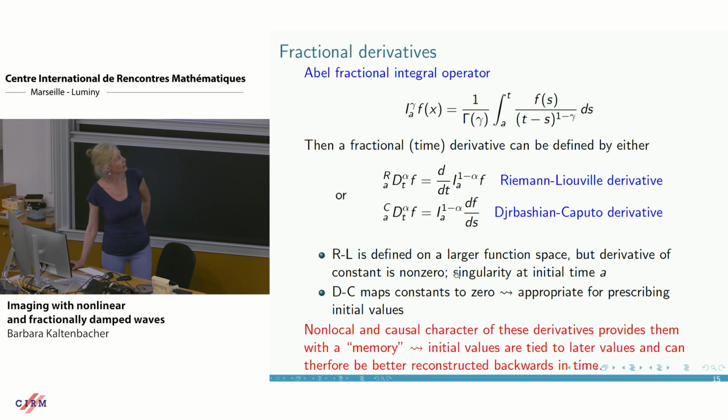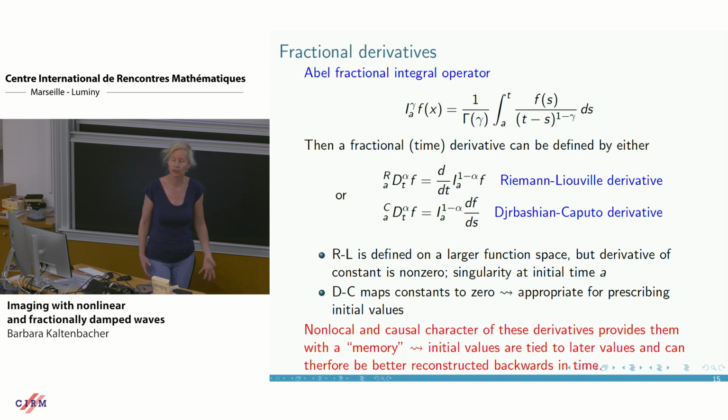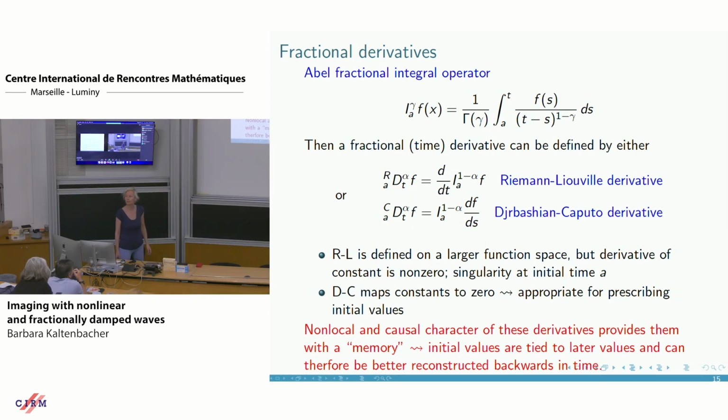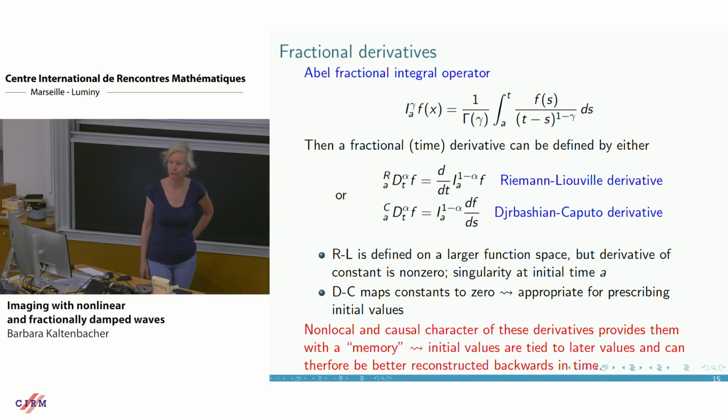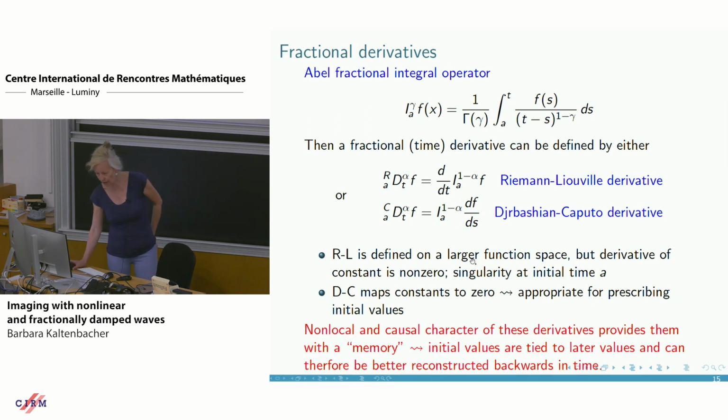However, the disadvantage is, as one can easily compute, if you take, for example, the constant 1 function here, take the integral and then differentiate, what you get is a singular function. You get a function with a singularity at 0, a t to the minus alpha singularity, which is not natural. Usually one would expect that any kind of derivative of a constant function should be 0. And that's actually what happens, as one also easily sees by using the Djrbashian-Caputo derivative.